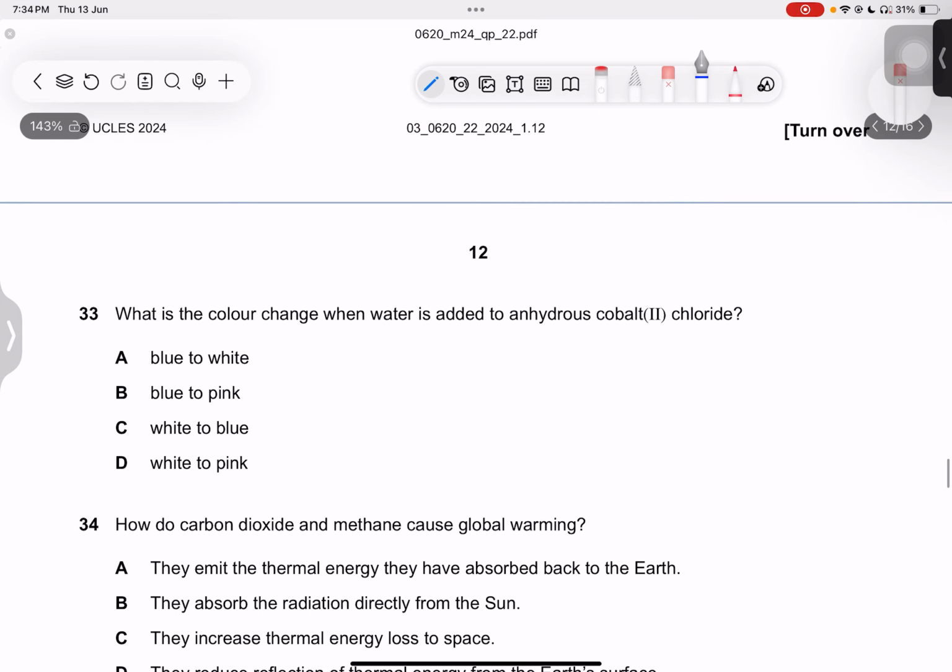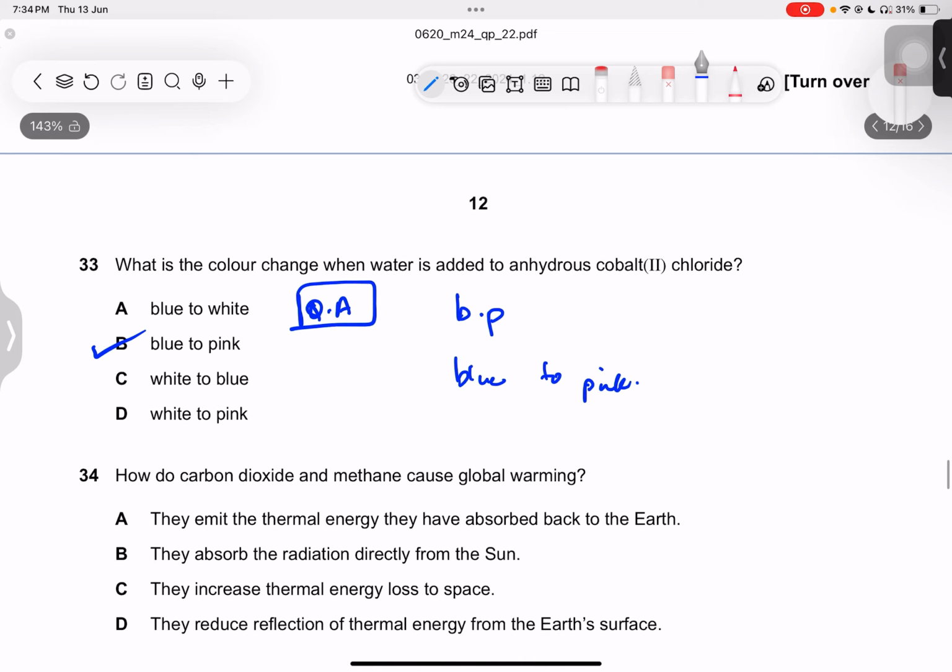Next, what is the color change when water is added to anhydrous cobalt(II) chloride? BP is the way to remember it: blue to pink. You will find this in the notes for use in qualitative analysis in your syllabus.